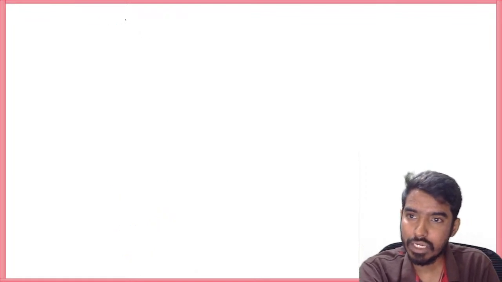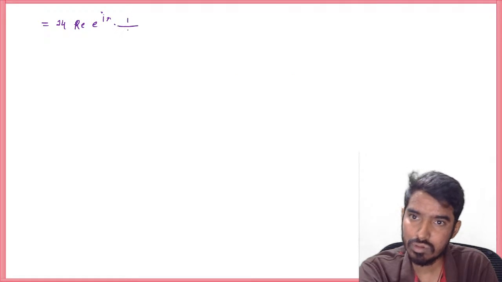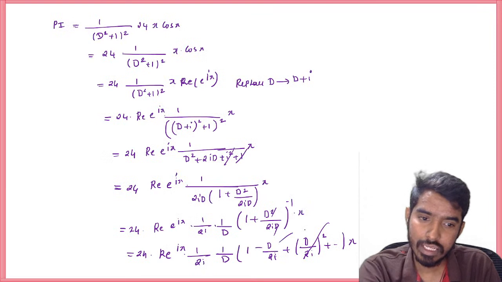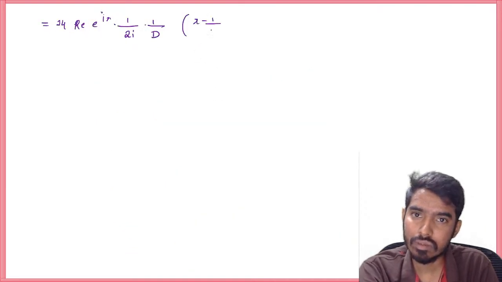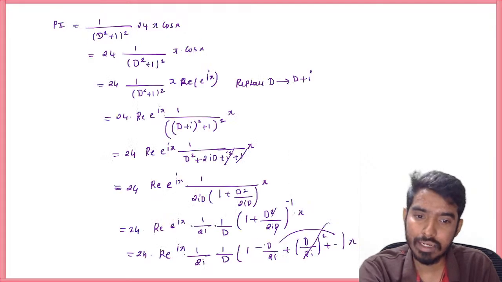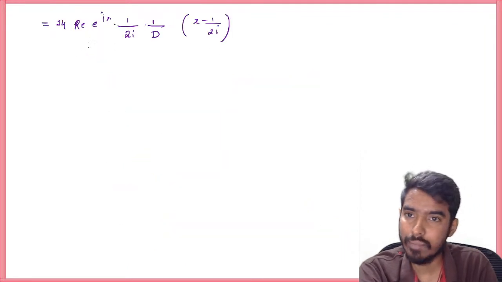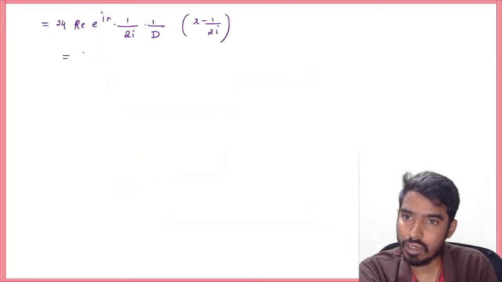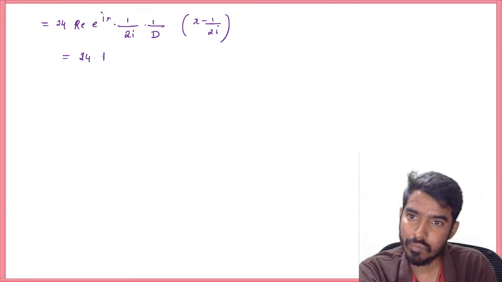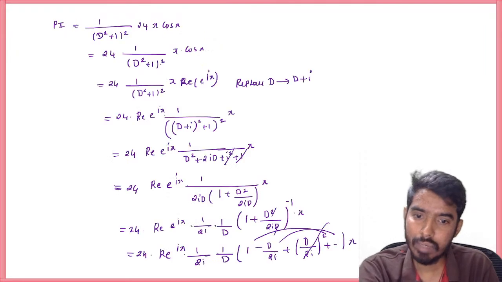So this will be 24 times the real part of e power ix into 1 by 2i, 1 by D. So D of x is 1, x minus 1 by 2i, right? So D of 1 into x minus 1 by 2 of D of x, which is 1. Okay. So this will be 24 real part of e power ix, 1 by 2i.